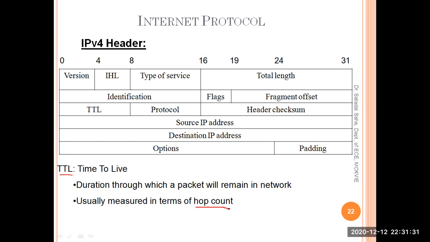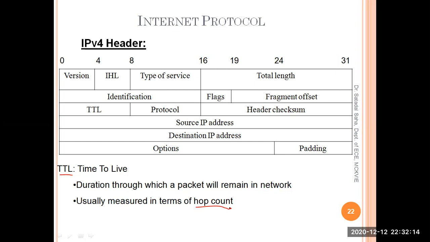That means it may happen that from source A to destination B, a maximum of 30 hops are required. 30 hops means 30 intermediate routers or network devices are required to reach the destination. So the source puts the value of this TTL as 30, and once the packet is forwarded by the next router, it will be decremented by 1. So the next router will make it 29, the next router will make it 28. So when the packet is forwarded by a router, the TTL field is automatically decremented by 1, and ultimately the packet has to reach the destination before TTL reaches 0.